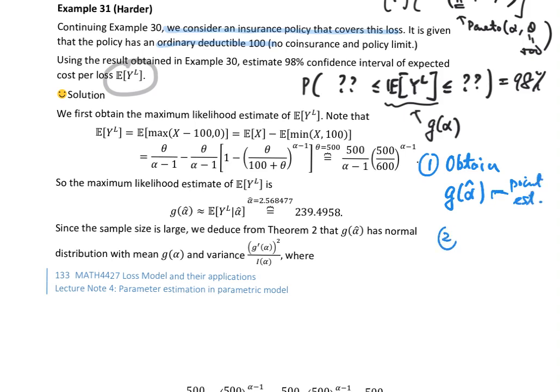Okay, and then the second one will be what? The distribution of the G alpha hat. Okay, so we try to do it in two steps. Let us try to do that one by one.